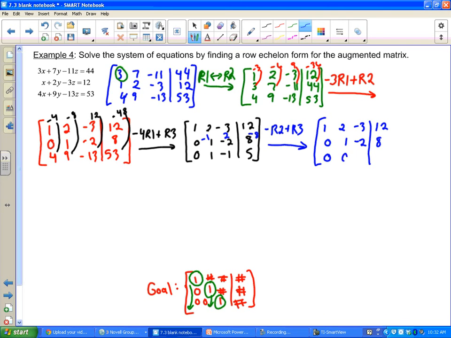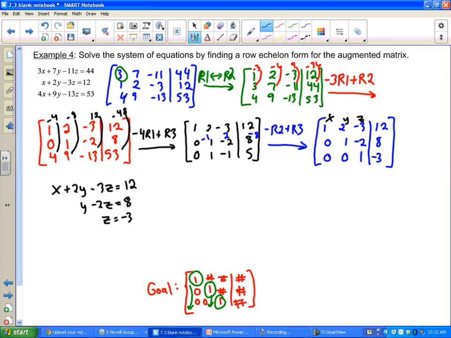So negative 1 plus 1 is 0, 2 minus 1 is 1. Negative 8 plus 5 is negative 3. And close our bracket. So we're done with the second column because we've got a 1 and a 0. Our third column, we are done with as well because it already has a 1 there. So we would rewrite this now as a system of equations. Again, x plus 2y minus 3z equals 12, y minus 2z equals 8, and z equals negative 3.